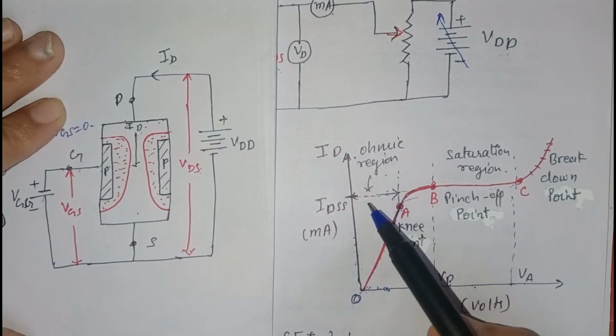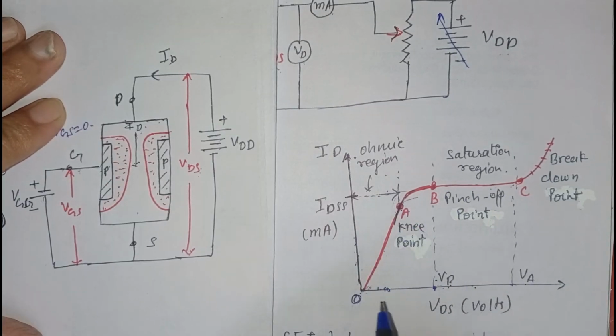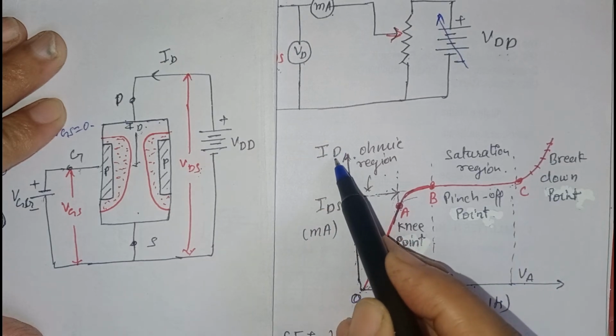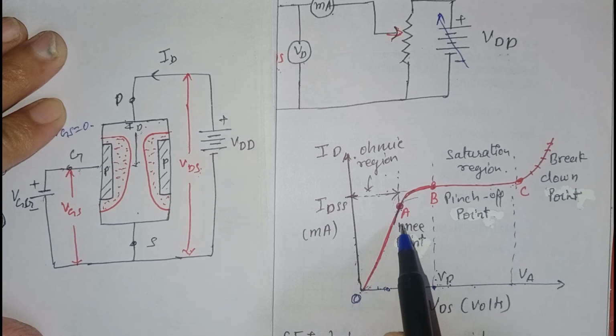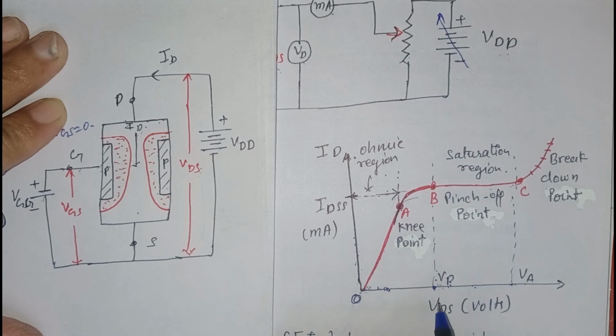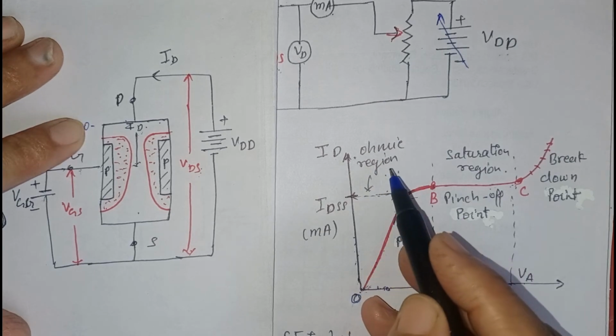We can see here in ohmic region, when we increase the value of VDS, there is a linear increase in the value of ID. Up to point A, means up to knee point, there is a linear increase in value of ID when we increase value of this VDS. So this region follows Ohm's law. That's why this is called ohmic region.